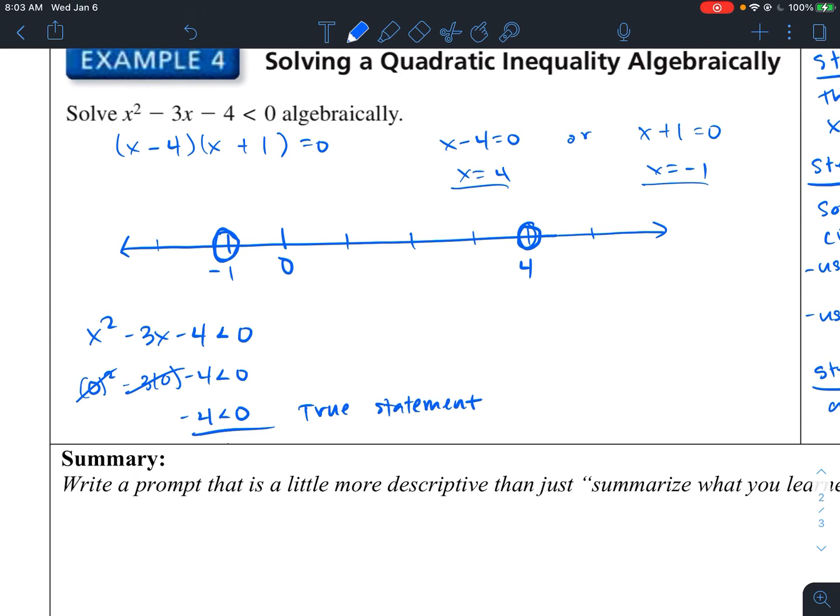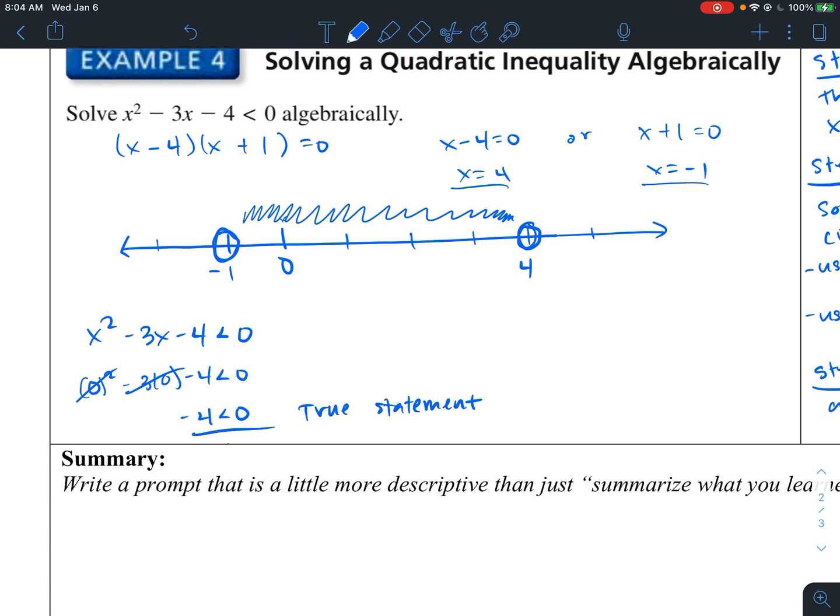So since that is a true statement, we know exactly where we are going to shade on this number line, or we can create intervals and inequalities. So we tested this point right here, and it tested true, so negative 4 was less than 0. So this region right here will be shaded. Now the regions outside will not be shaded.